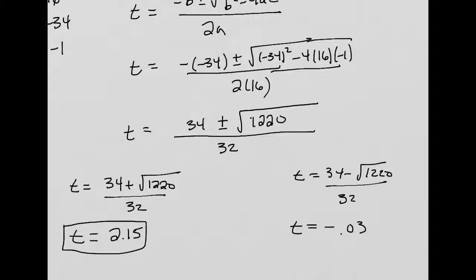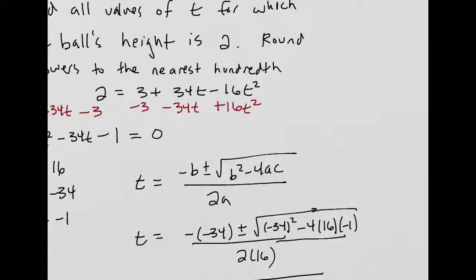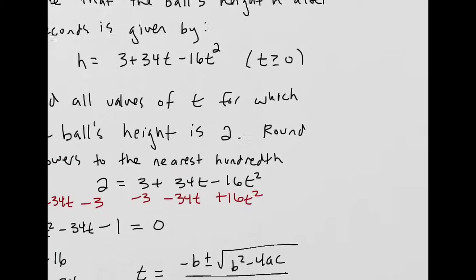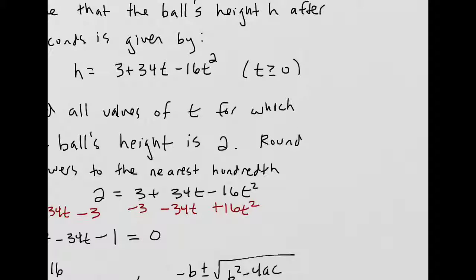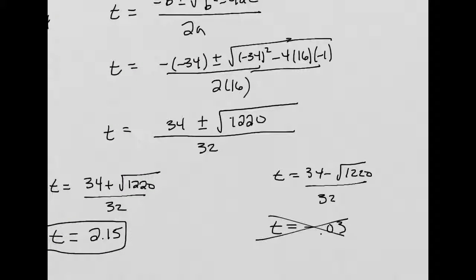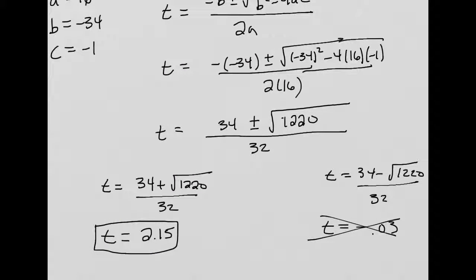Well, since it's a negative number, I have to throw it out because our restriction, if we go back to the beginning of the problem, was that t had to be greater than or equal to 0. So you can see that right here. So because I got that negative solution, I throw it out. That means my only solution is the 2.15.